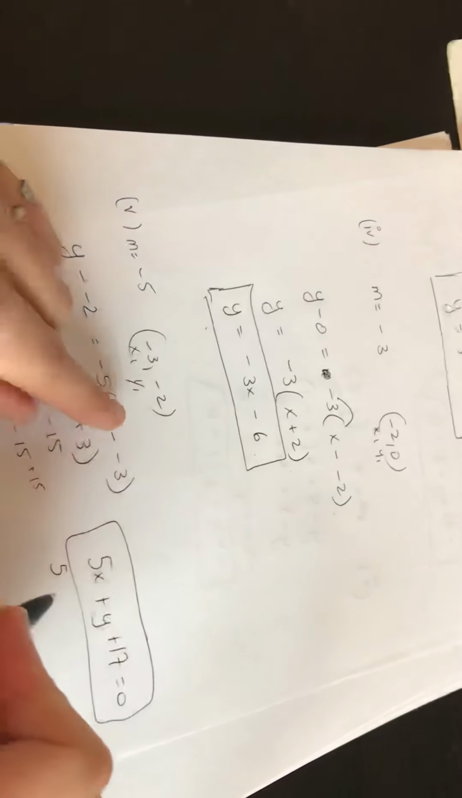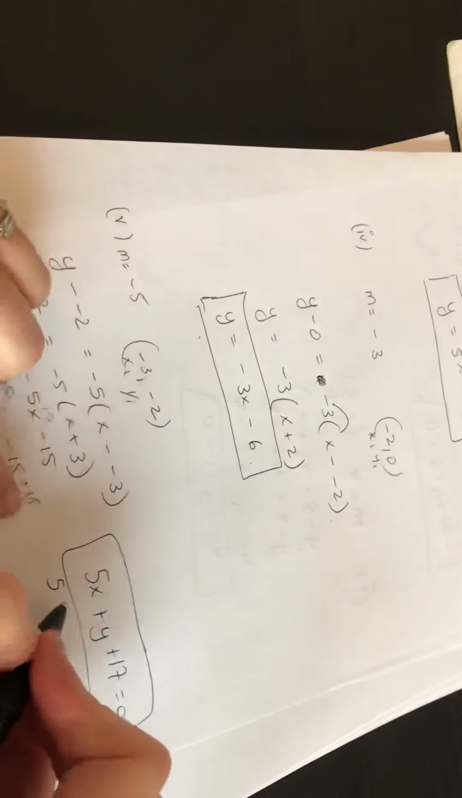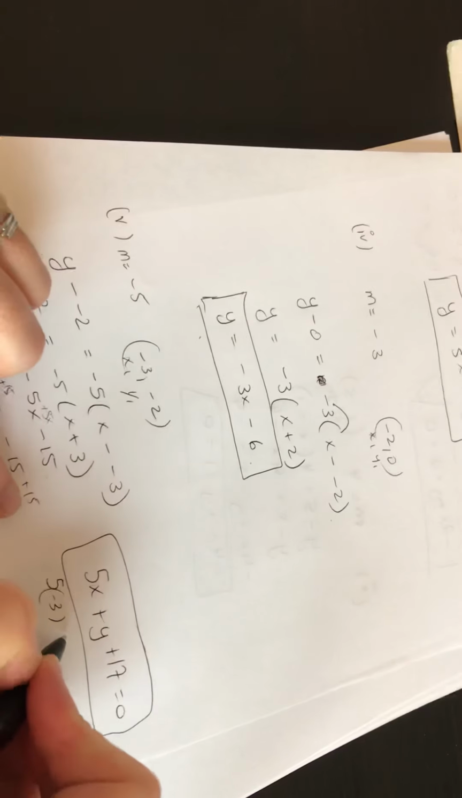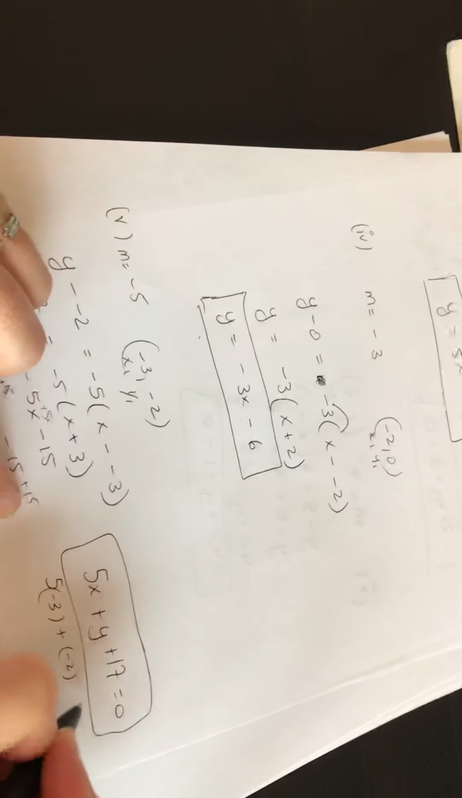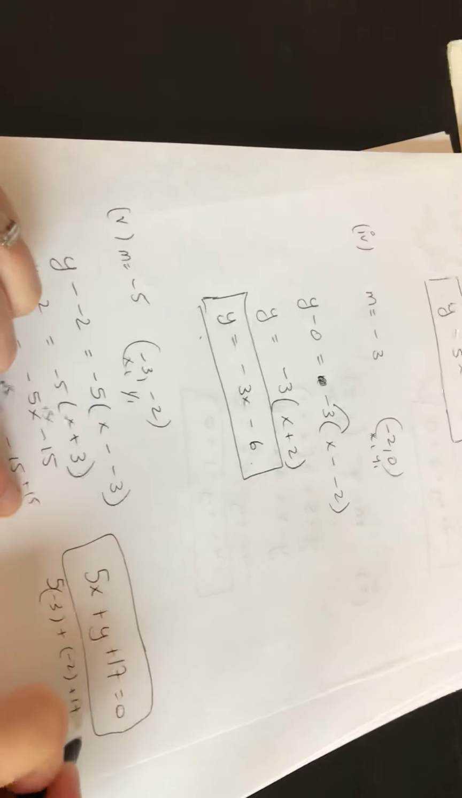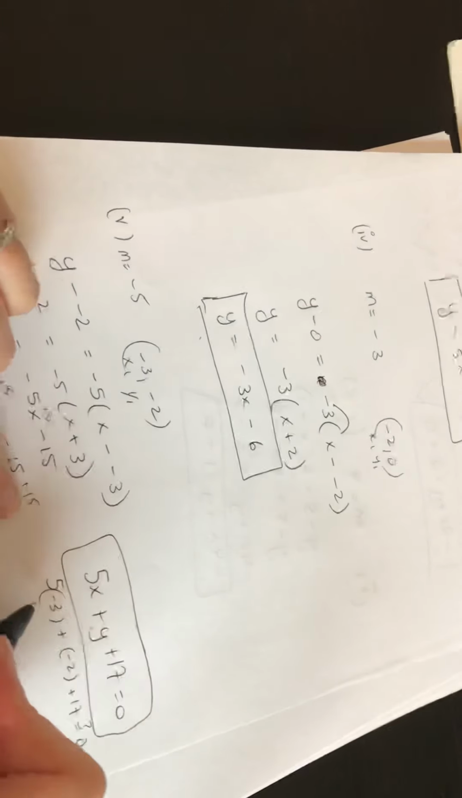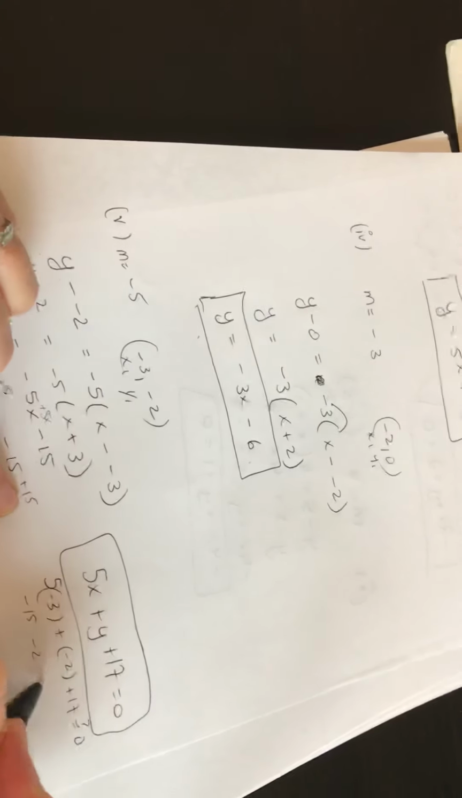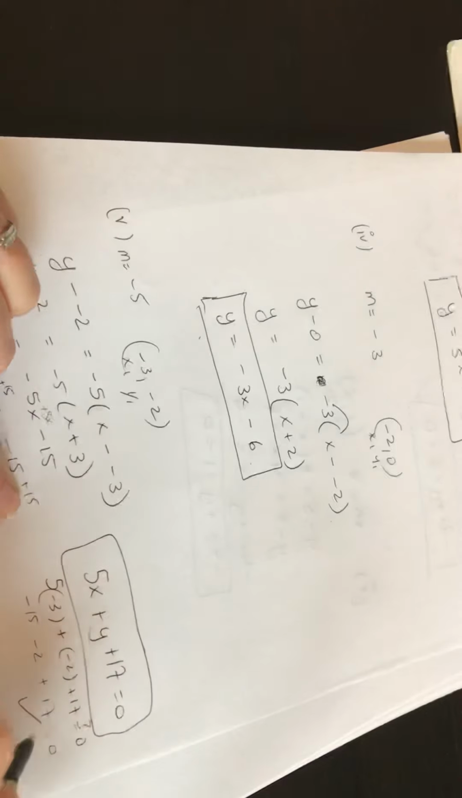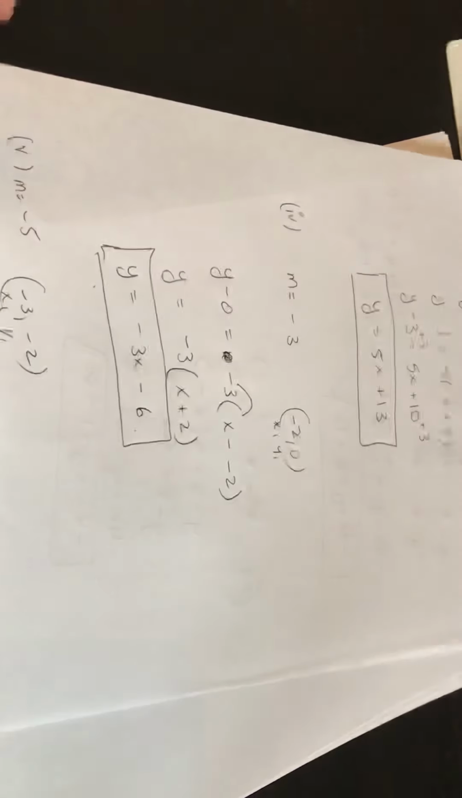So is that point on this line? 5 times minus 3 plus a minus 2 plus 17. Does that give me 0? So that's minus 15 minus 2 plus 17. Yeah, it does. So that point, that's the correct one.